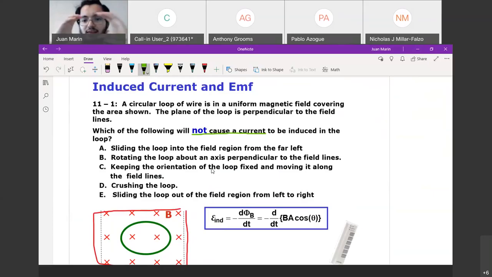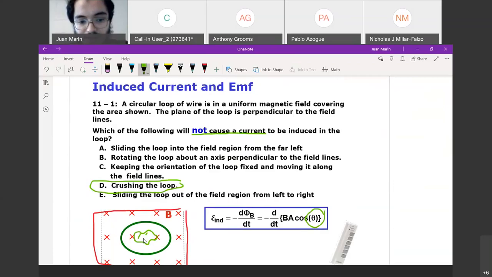So you have two long iron sticks, and then you have a loop moving along the sticks. What happens is it's not moving right or left. It's not spinning. So the angle theta is not changing, right? d theta dt is zero. So d cosine theta dt is zero, and the area is the same.